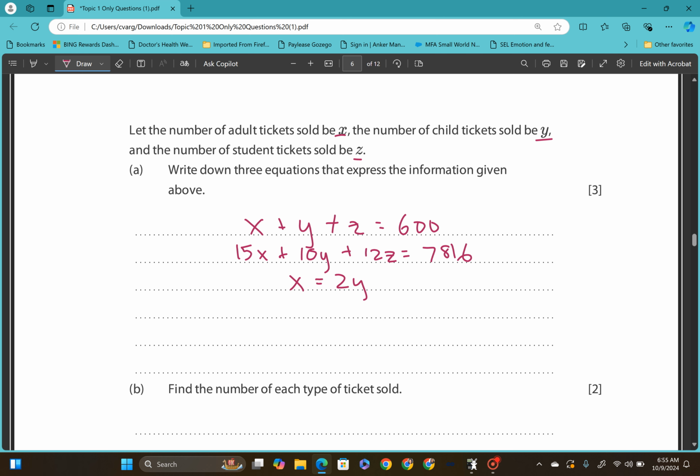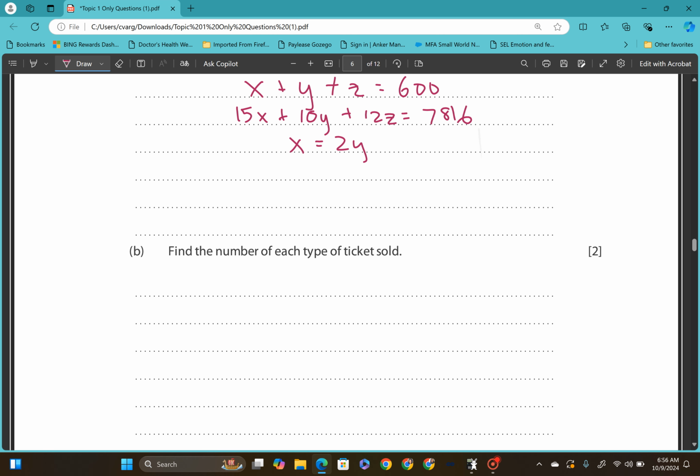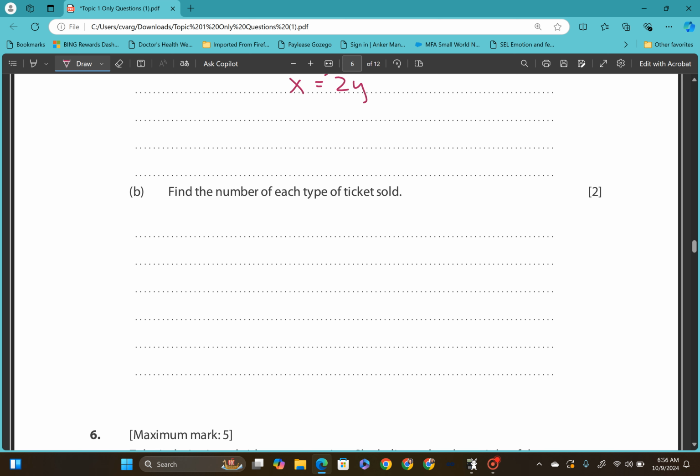All right. So that's 3 points. I didn't think that that was crazy. All right. For the next one, it says find the number of each type of ticket sold.